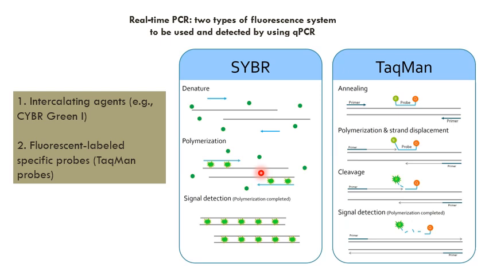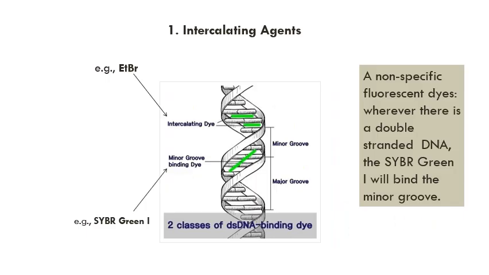The SYBR Green is considered an intercalating agent. Intercalating agent means that it will interfere with the sequence of the target, and that's why it will be reported as a signal of fluorescence, while the TaqMan is just a fluorescent label with specific probes, where you design a probe with a specific labeling and you wait for the polymerase to act, and then the reporter will be reported as a signal of fluorescence.